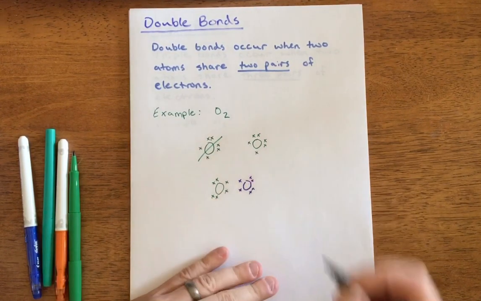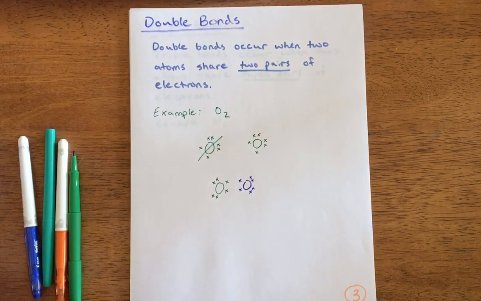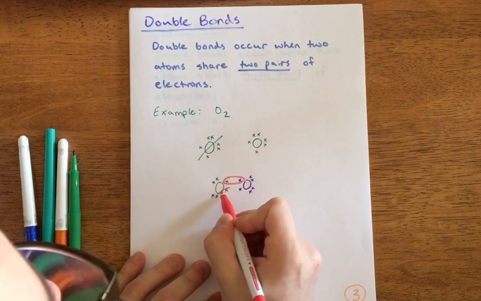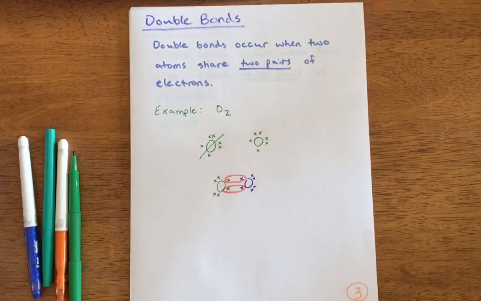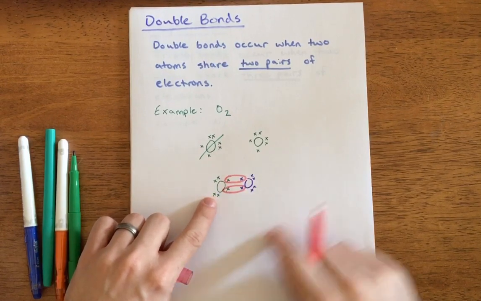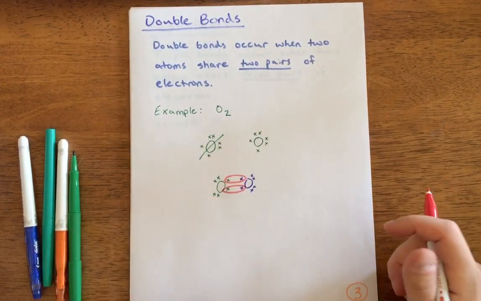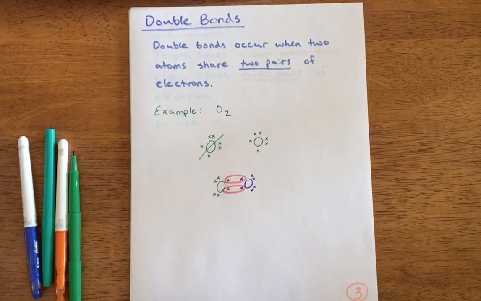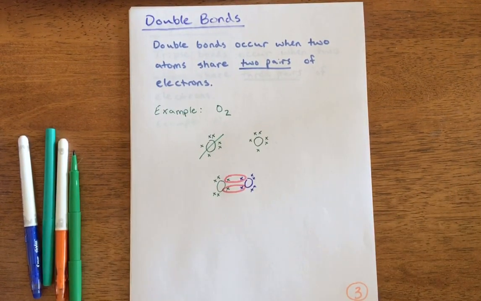These ones are not. So now to make it stable, I'm just going to circle those. They're going to now share those. So you can see that between the two oxygens, there's 2 pairs of electrons being shared. That's what makes it a double bond. And again, it's between 2 atoms. There's no third or fourth atom to deal with in this case.